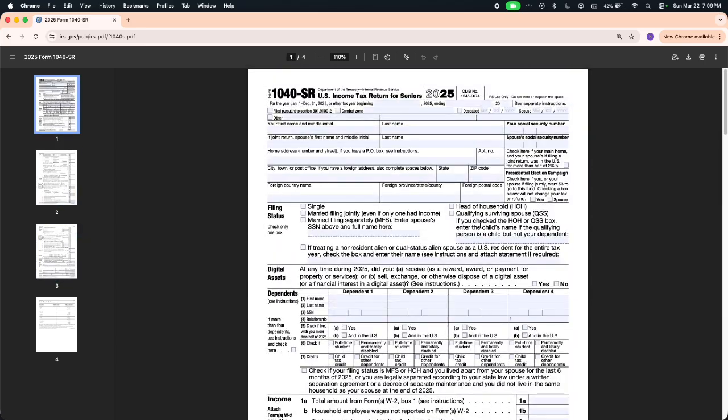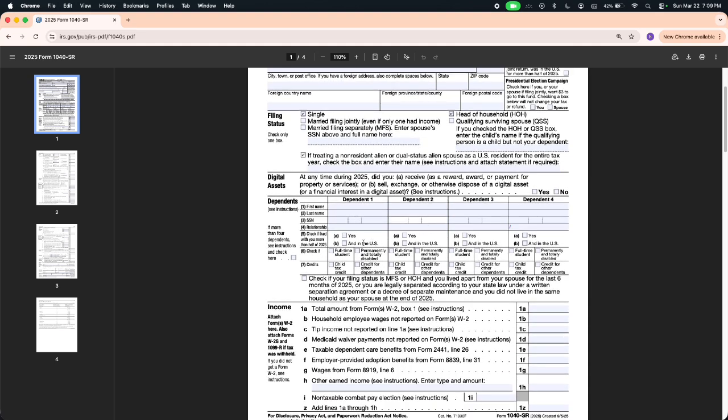So start at the top of the form with the basic personal details. This is where the filer enters their first and last name, Social Security number, and home address. If the return is being filed jointly, the spouse's name and Social Security number also go in this section. Right below that, select the correct filing status, such as single, married filing jointly, married filing separately, head of household, or qualifying surviving spouse. There's also a section for dependents. If the filer is claiming anyone, their information is entered there.